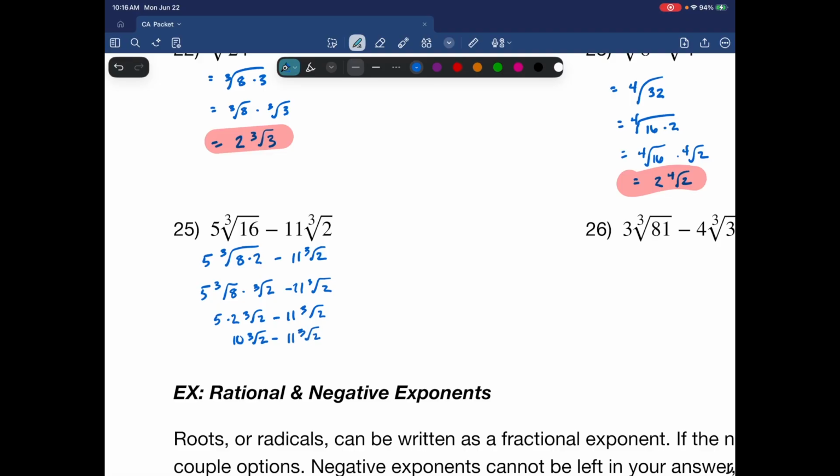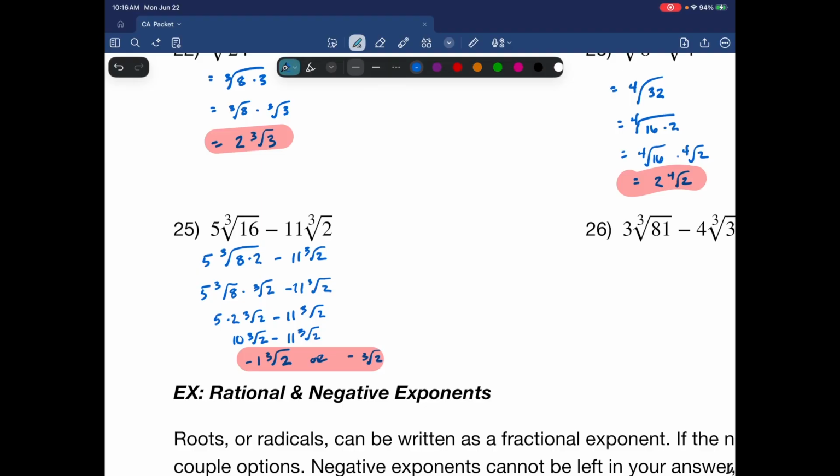And that's going to be negative 1 cube root of 2. And you don't have to write the 1. You do have to write the negative, but you don't have to write the 1. So you could say negative 1 cube root of 2, or you could say negative cube root of 2. Either one is correct.